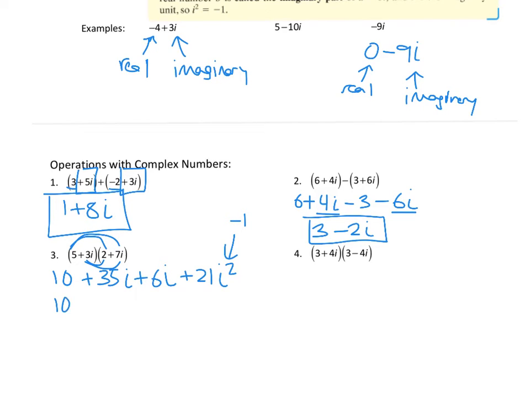So we end up with 10 plus, I'm going to combine 35i plus 6i to make 41i. And then 21i squared would be the same as 21 times negative 1, or minus 21. Then I combine 10 minus 21, and we end up with negative 11 plus 41i.